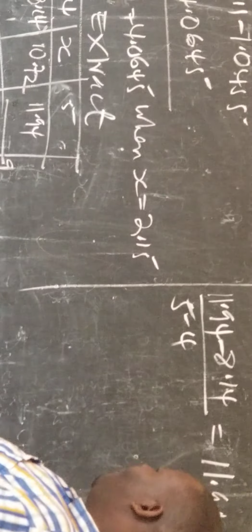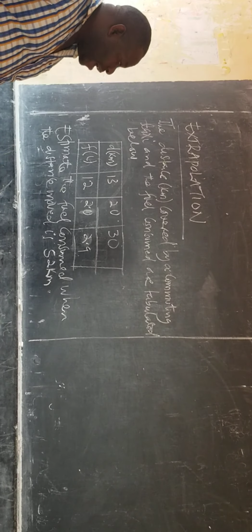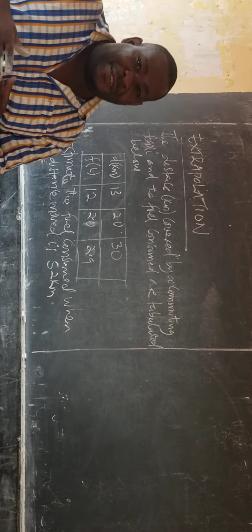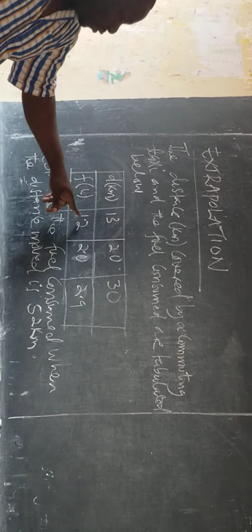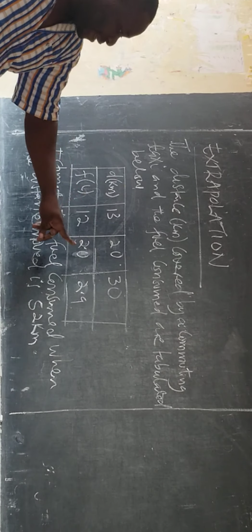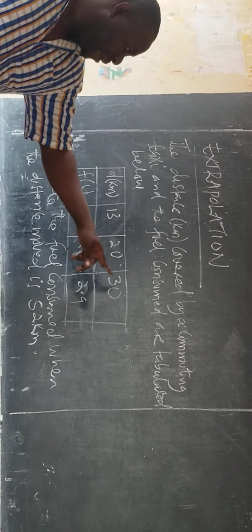Now this one here is a linear extrapolation. Extrapolation means you are looking for values which lie outside a given set of values. Like here, they have given us that a commuting taxi, when it covers 13 kilometers, uses a fuel of 1.2 liters, covers a distance and consumes this fuel, covers another distance and consumes that fuel. And they say, estimate the fuel consumed when the distance moved is 52 kilometers.